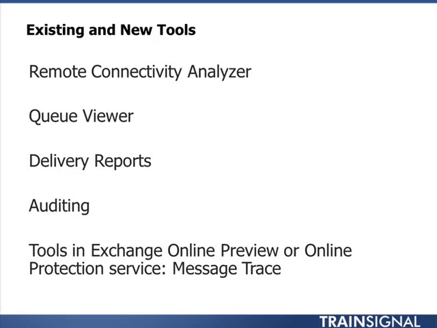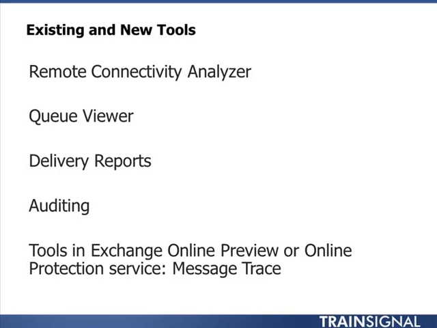The queue viewer is a very basic tool that helps in seeing when a queue is starting to back up, and from there you're able to then figure out and troubleshoot and find out why that queue is backing up. Delivery Reports is a new feature in Exchange 2013, and it's basically a message tracking tool that you use in the Exchange Admin Center. We're going to take a look at this in a moment.